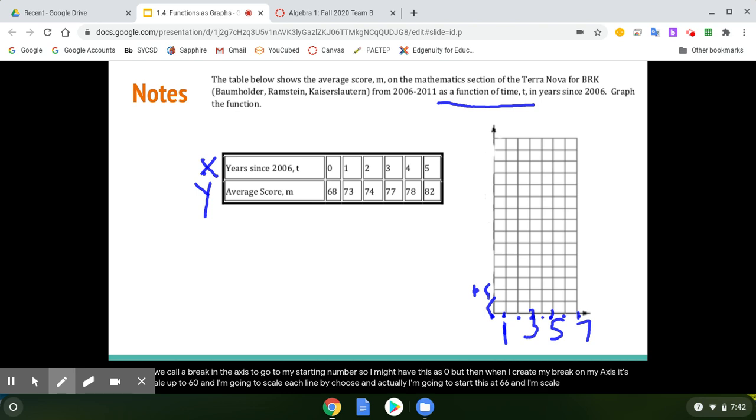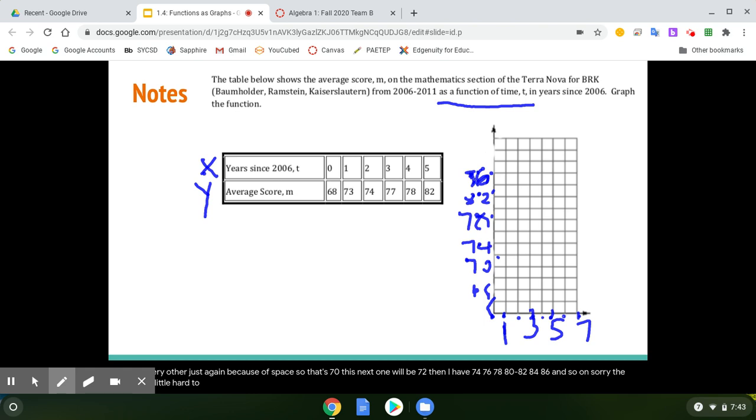So even though I'm scaling by 2s, I'm going to write every other just again because of space. So that's 70. This next one will be 72. Then I have 74, 76, 78, 80, 82, 84, 86, and so on. Sorry, the writing is a little hard to understand at times. But we'll go ahead and plot our points.